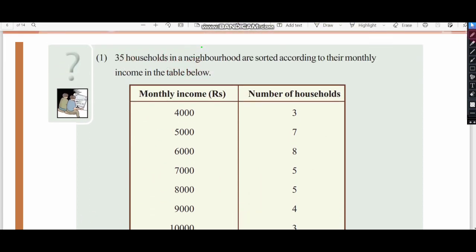35 households in a neighborhood are sorted according to their monthly income in the table below. These are the monthly incomes of 35 households in a neighborhood. Here we have the first table. First we need to make a cumulative frequency table.